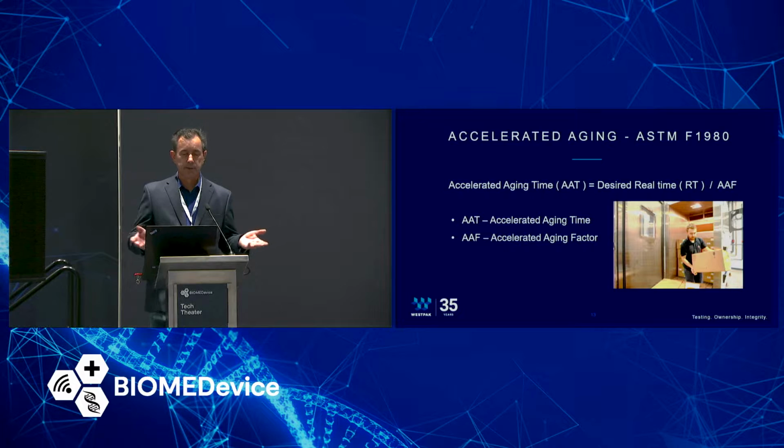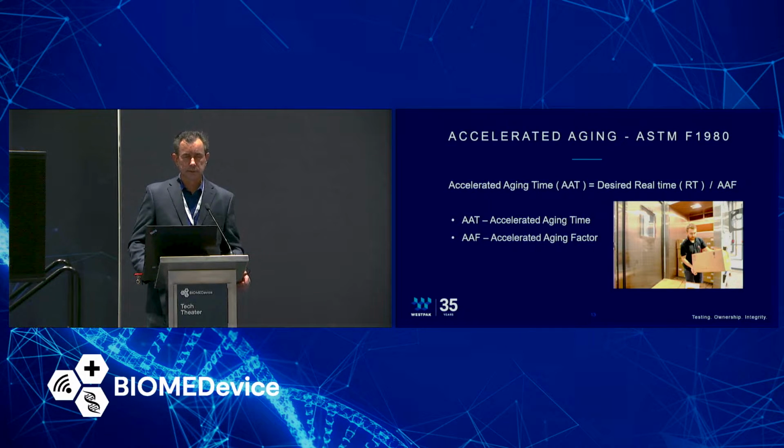So simply, the accelerated aging formula is just the accelerated aging time, your desired real-time aging divided by an accelerated aging factor. So we call that AAT, accelerated aging time. That's the duration that it'll be in the chamber, and the accelerated aging factor.